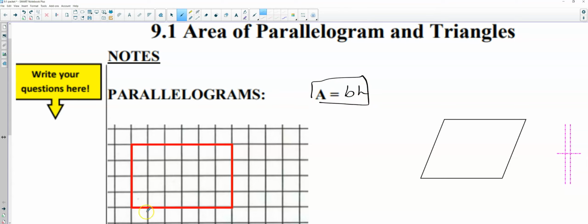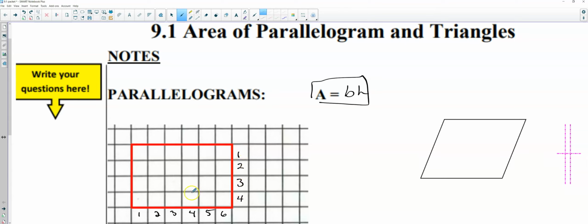Now, where does it come from? Well, if you notice here, we have a rectangle. Counting the units along the bottom, we get 1, 2, 3, 4, 5, 6. So the width is 6 units. The length is 1, 2, 3, 4.